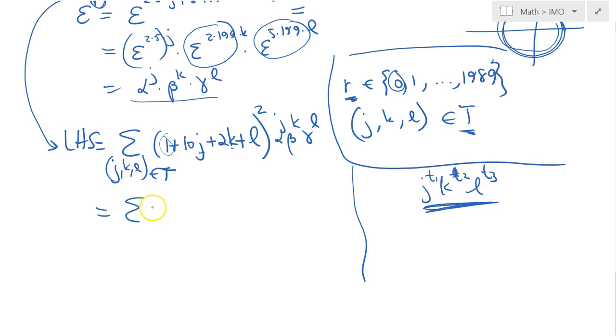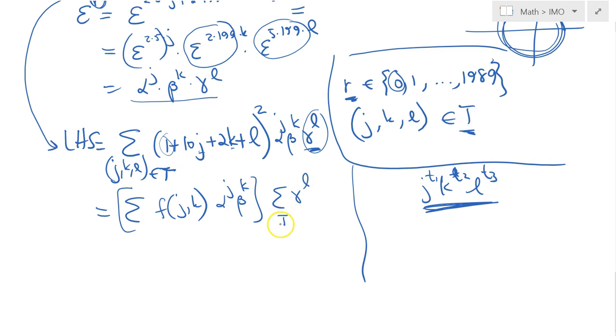So the summation will have, well, a function, let's say a function of j and k at most, right? And then it will have an alpha to the power j, beta to the power k, and then I should be able to take out the gamma to the power l outside the summation, right? So this will give me a summation of all the triples in T, and so gamma l. Okay, so this will not be T actually. It will be from l equals 0 to 1, right?